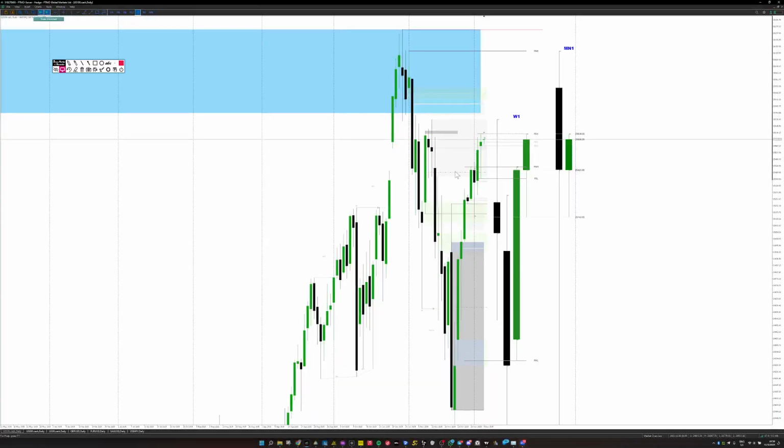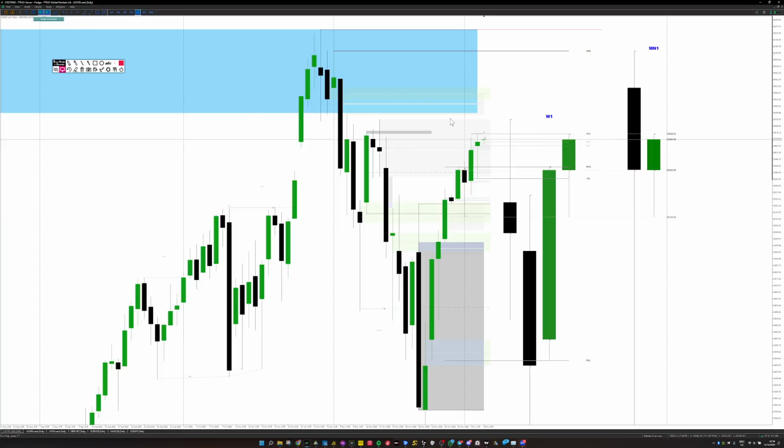So this now is looking like this. We're still stuck inside this order block here. We took out this high from a couple of weeks ago, and we're heading for this high now. Manipulated down into this candle, like I was saying.